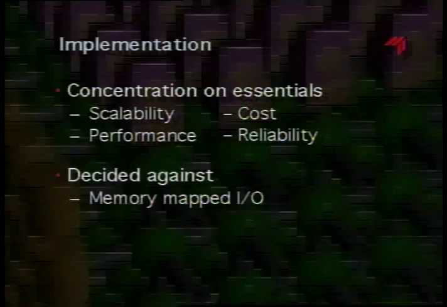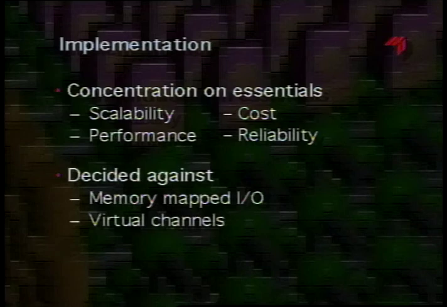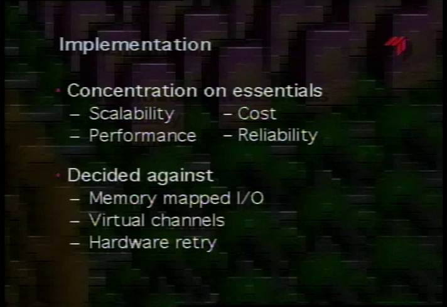So instead, we've adopted a pure DMA programming model where the CPU programs the DMA engine, then the hardware takes care of the transfer while the software can go off to do more useful work. We also decided against using virtual channels because that complicates the router design, and we found a simpler technique for avoiding deadlock. We've also not implemented any hardware retry because we realized we needed software retry for other types of errors anyway, and rather than doing it twice, we decided to keep the hardware as simple as possible.